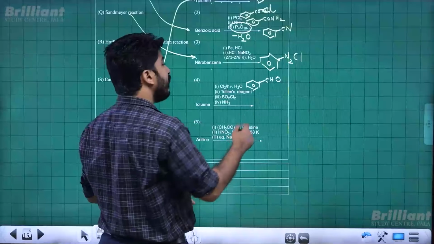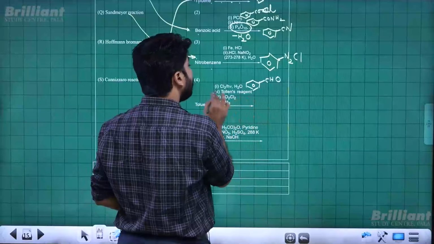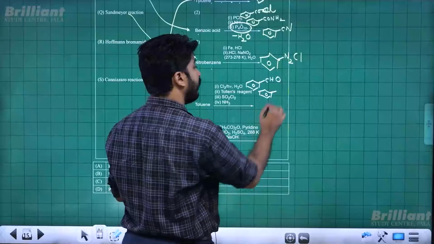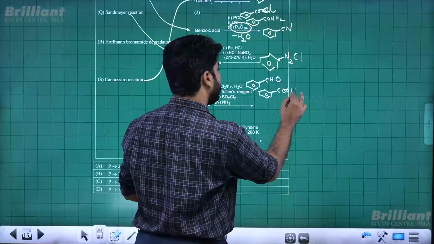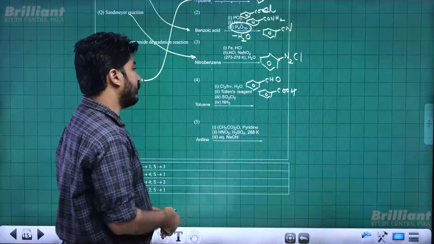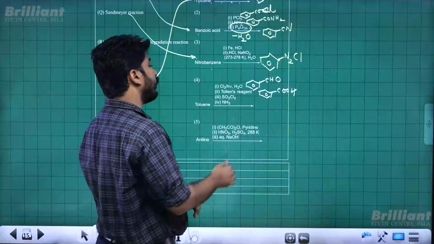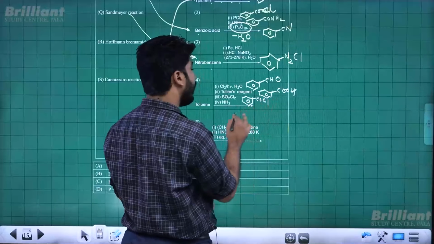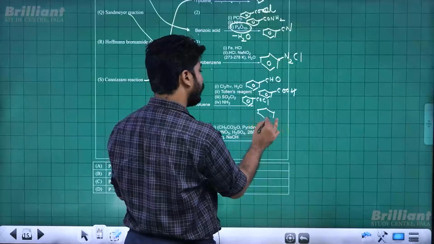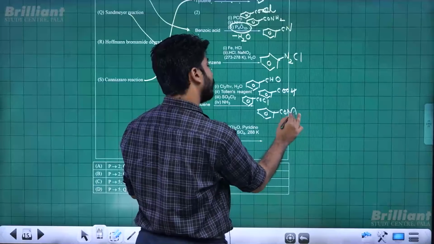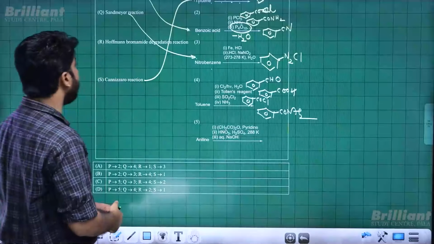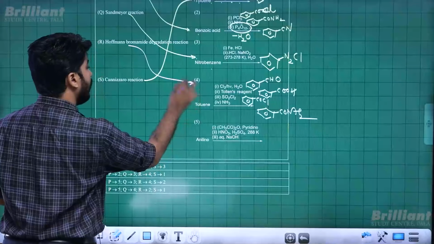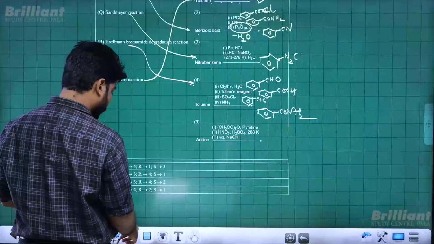So Tollens reagent again confirms that in the first step we are getting benzaldehyde, because Tollens reagent is a reagent for oxidation of aldehyde to carboxylic acids. Now SOCl2 will give acid chloride, and acid chloride with ammonia will produce amide as the product. So amide is a starting point for Hofmann bromamide degradation. Yes, so we got all the matches.